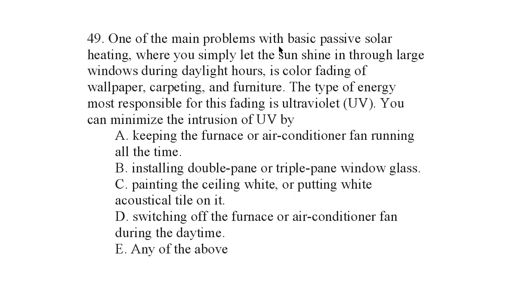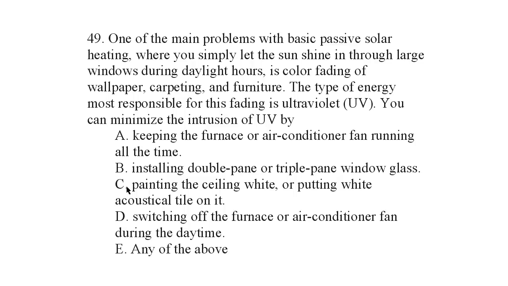One of the main problems with basic passive solar heating, where you simply let the sun shine in through large windows during daylight hours, is color fading of wallpaper, carpeting, and furniture. The type of energy most responsible for this fading is ultraviolet, UV. You can minimize the intrusion of UV by doing one of the following 4 things, or maybe all of them.